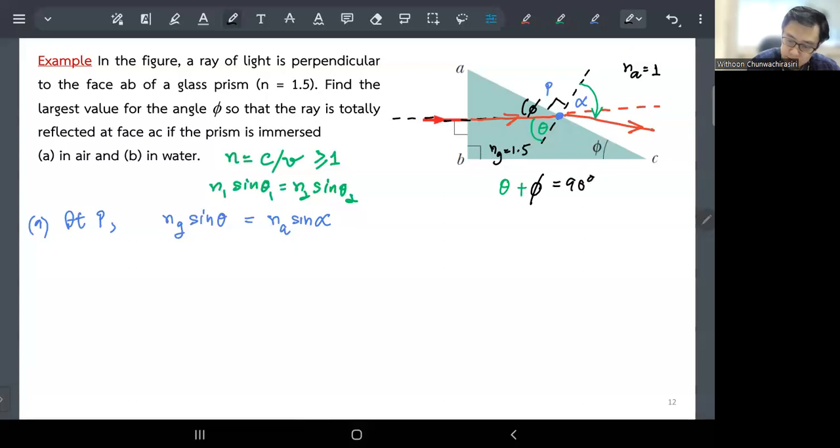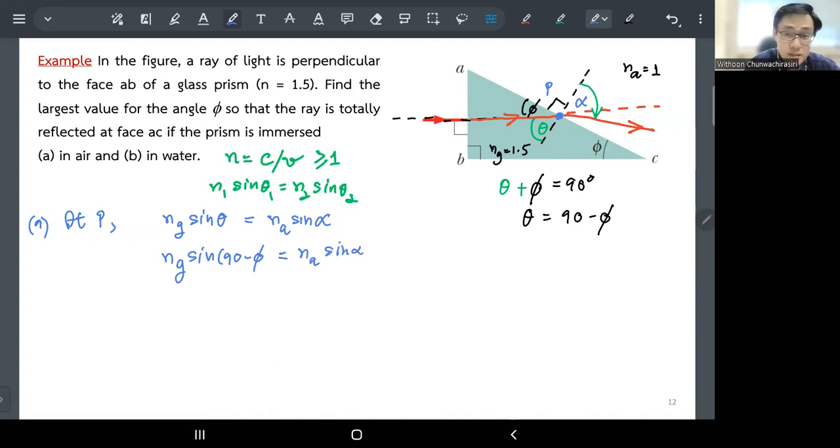Right? Make sense? These are 90 degrees. Cool. So that means you can write theta as 90 minus phi. I can plug it back into that, and then I get n glass sine(90 minus phi) equal to n_A sine alpha. Now you're almost done. This is just the way that I revised what Snell's law is about. Okay, that's what we have.